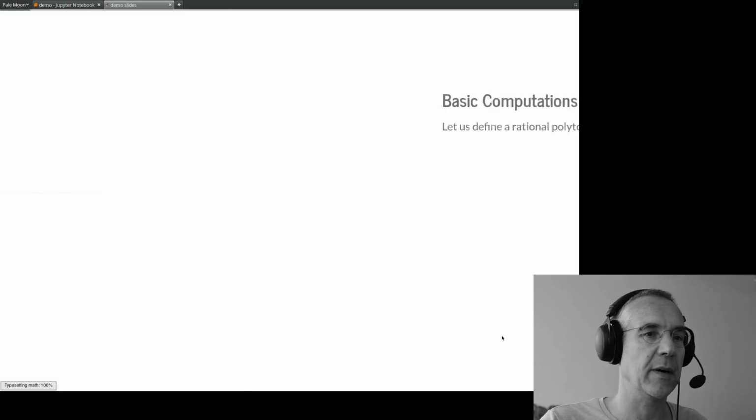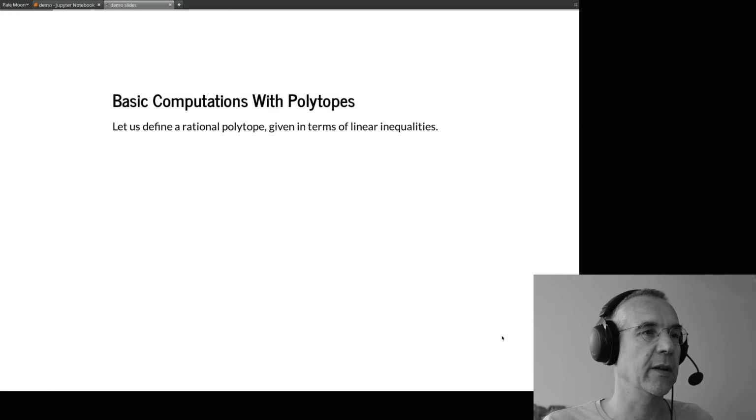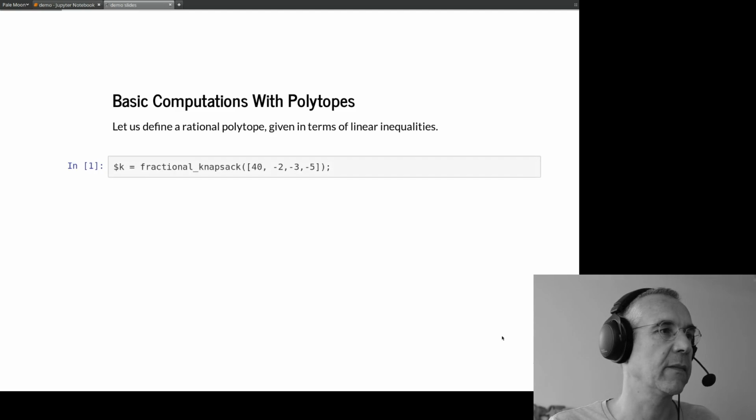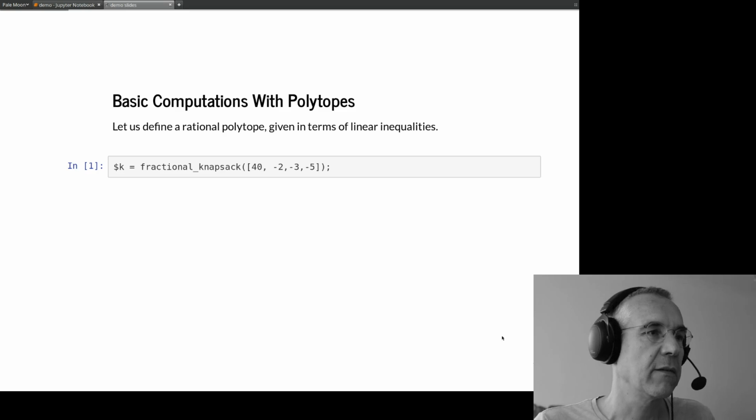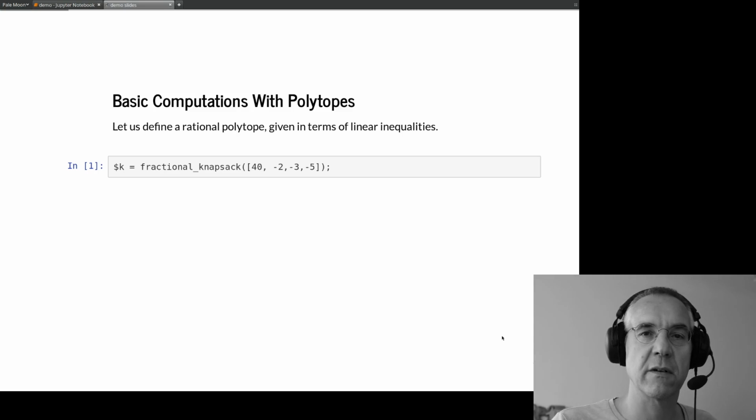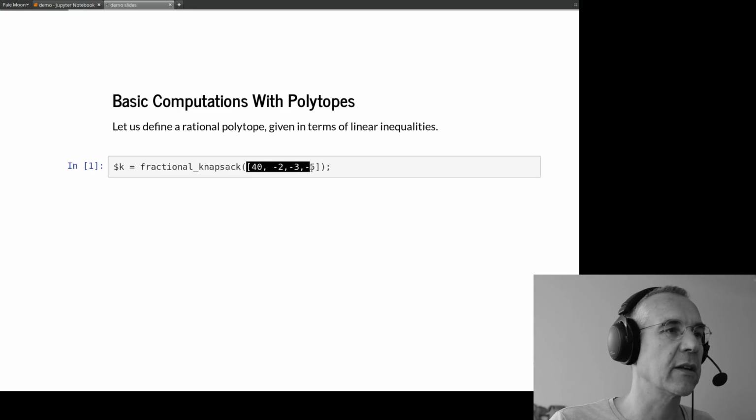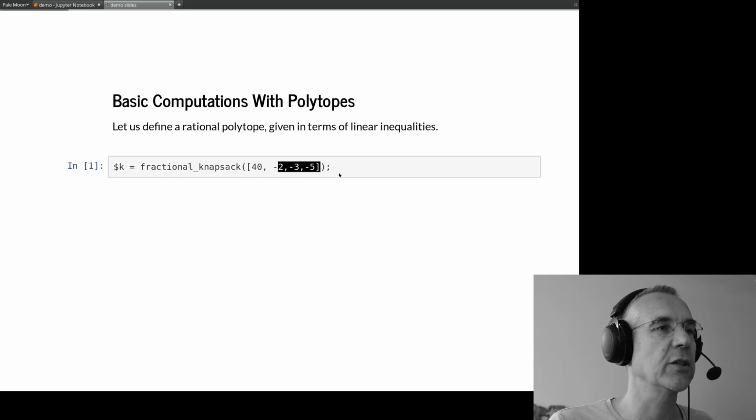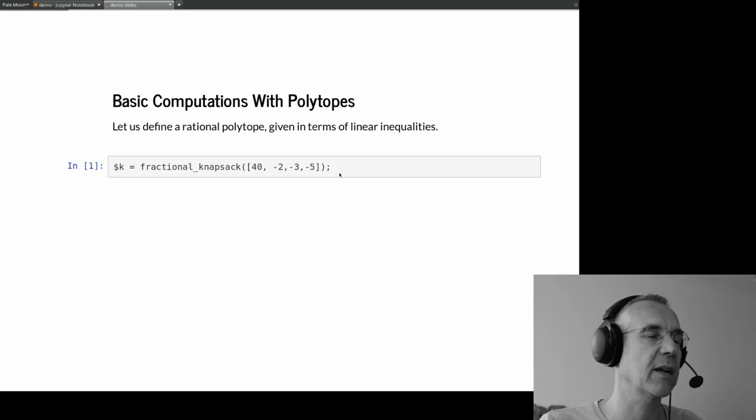What is this software about? Convex polytopes play the central role, and let's start out with a standard example which is familiar from optimization. So this function call here defines a fractional knapsack polytope which is given in terms of non-negativity constraints and one non-trivial linear inequality. And this linear inequality is encoded in this vector. It has a constant term and three coefficients, so it's a three-dimensional knapsack polytope.